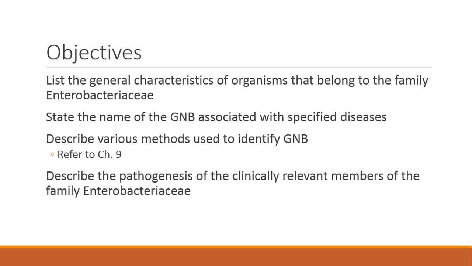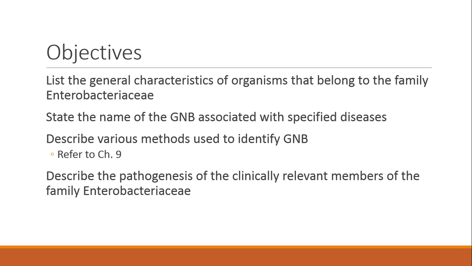State the name of the gram-negative bacilli associated to specified diseases. What kind of diseases or infections do they cause? Describe various methods used to identify gram-negative bacilli. And we talked about a lot of different biochemical tests back in Chapter 9. We talked about TSI, citrate, urease, motility. We're going to be talking about all those kind of tests again.